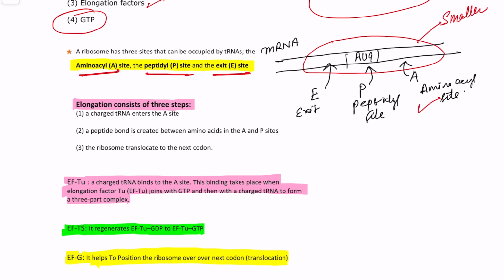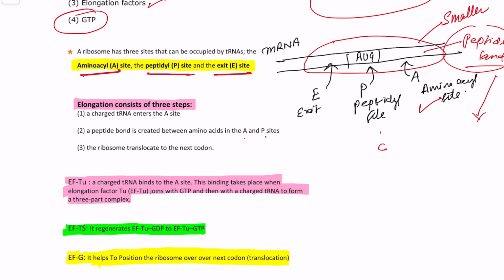A peptide bond is created between amino acids in the A and P site, right? Over here the peptide bond is formed, right? Now the question is, what is a peptide bond? I can tell you that this is the bond between the adjacent amino acids in the polypeptide chain, right? So how is this bond formed, you have to remember that a peptide bond is always formed.